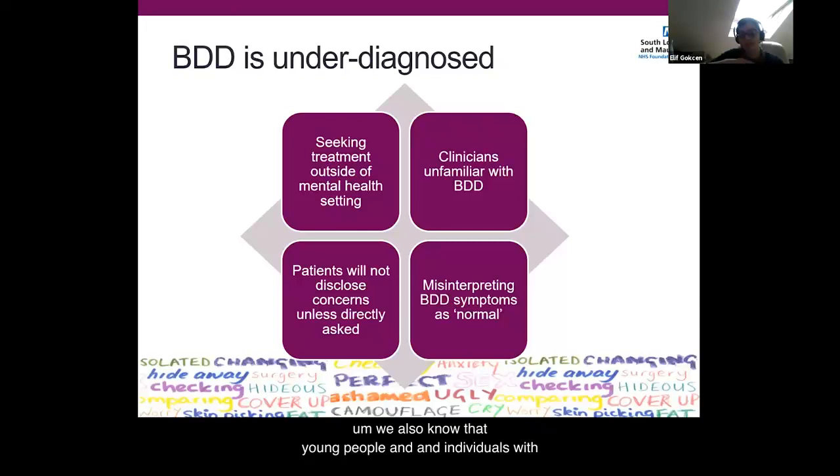We also know that young people and individuals with BDD more generally find it really hard to talk about their appearance concerns unless they're directly asked about it, and this is for lots of different reasons. They might be worried about being judged or being vain when talking about worrying about their appearance. They might be experiencing a lot of embarrassment and shame when describing their concerns, which can make it hard to open up about these difficulties. Another idea is that they might not want to draw attention to the aspects of their appearance they're worried about. This makes it less likely that they'll share these difficulties, and means that the condition goes underdiagnosed.